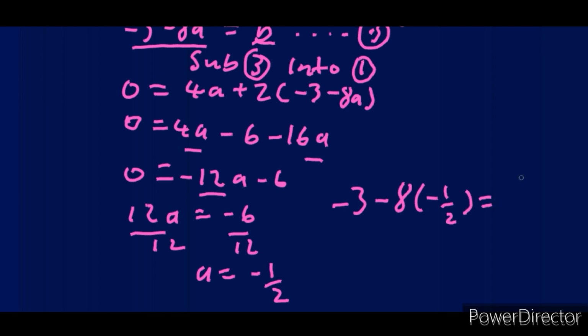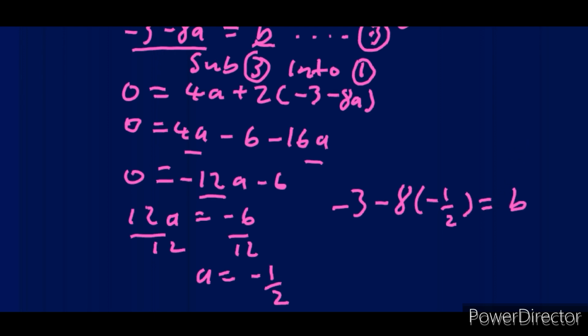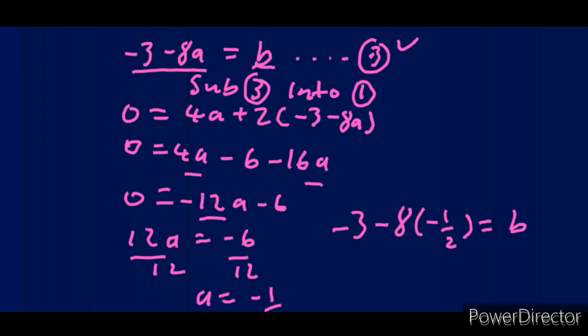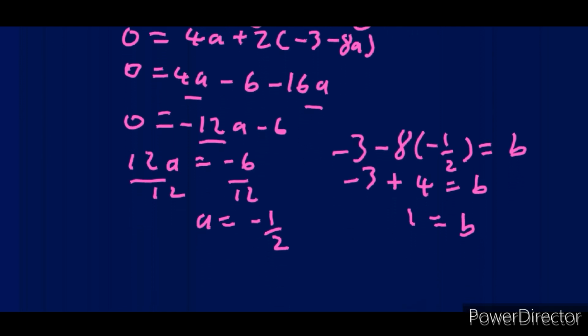is equals to b. So when we simplify this, we're going to have minus 3, and then 8 divided by 2 is 4. Negative times negative is positive. So I'm going to have minus 3 plus 4 is equals to b. Therefore, not minus 1, rather, it's going to be 1 is equals to b. So therefore, I got b as well, just like the question.